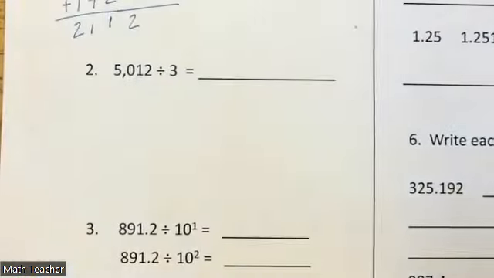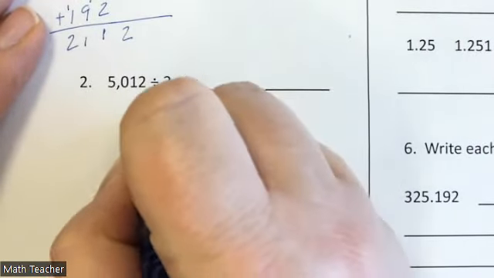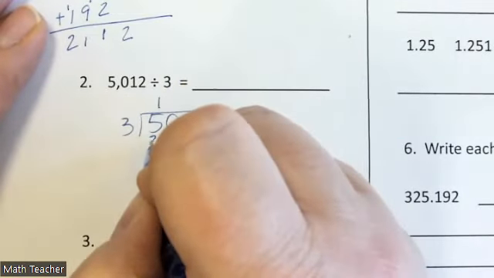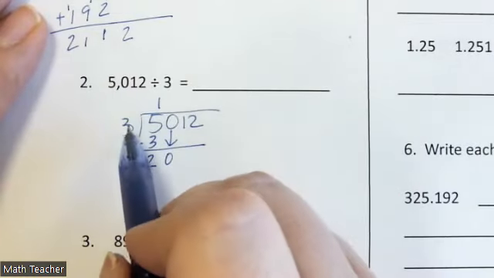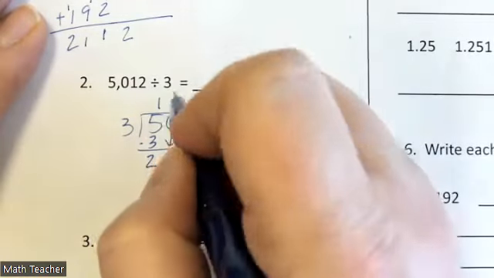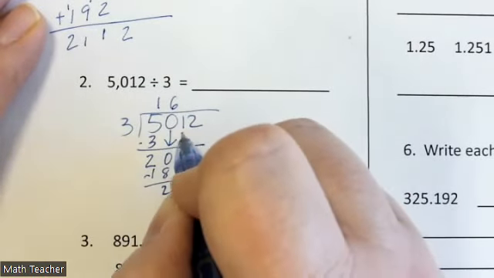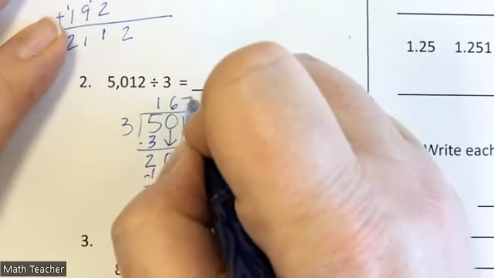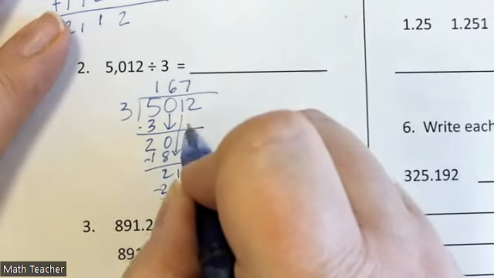Number 2, we have 5,012 divided by 3. 3 can go into 5 one time. 1 times 3 is 3. 5 minus 3 is 2. Bring down the 0. 3 can go into 2 6 times. 6 times 3 is 18. Subtract, and we get 2. Bring down the 1. 3 can go into 21 7 times. 3 times 7 is 21.